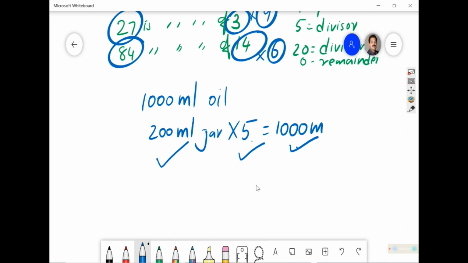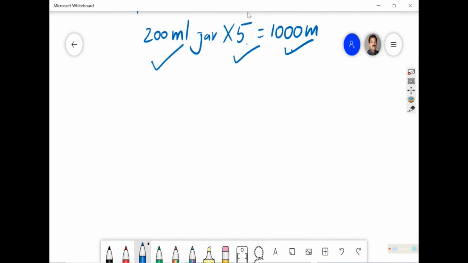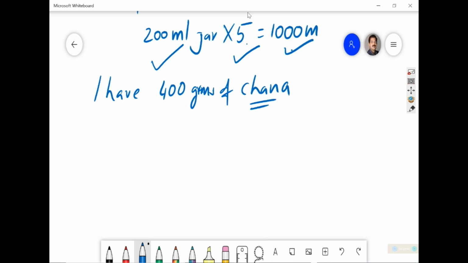आपके टेक्स्ट बुक में एक बहुत इंटरेस्टिंग प्रैक्टिकल सिचुएशन दिया है. क्या दिया है मालूम है? I have 400 grams of चना. Now I have to put this into small pouches. छोटा छोटा थैली में डालना है. छोटा very small पैकेट बनाना है. Each packet will be containing 60 grams.